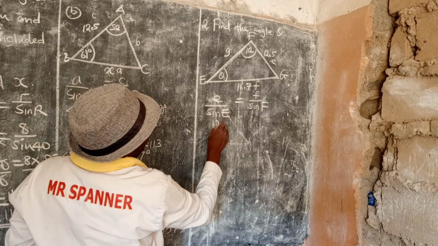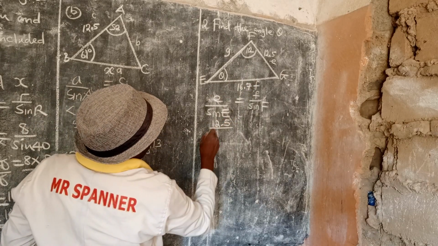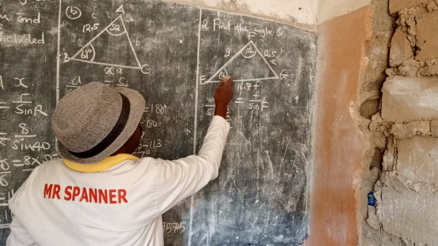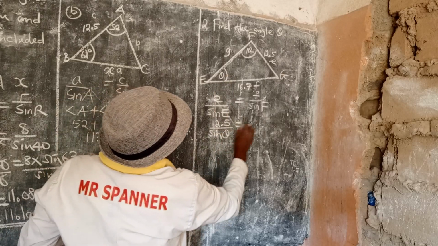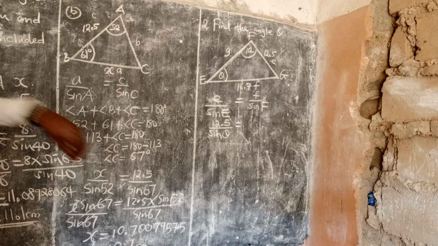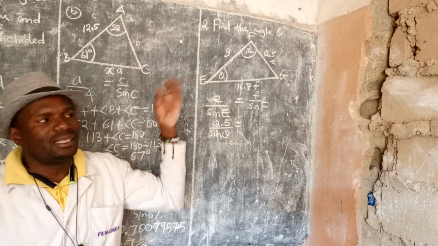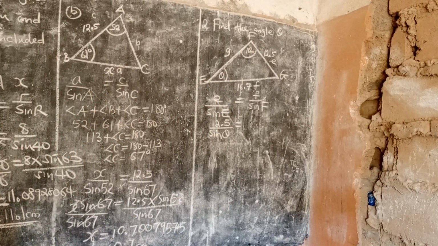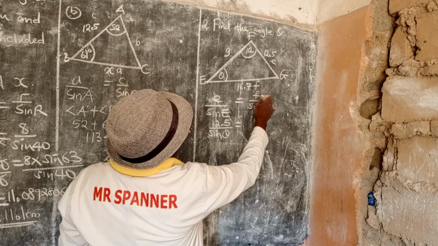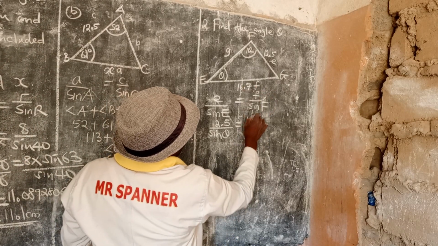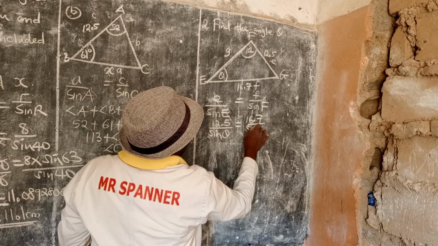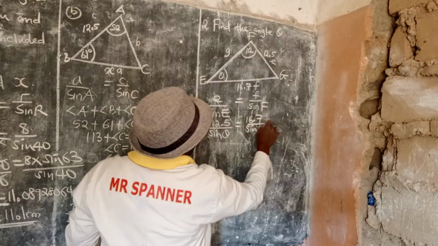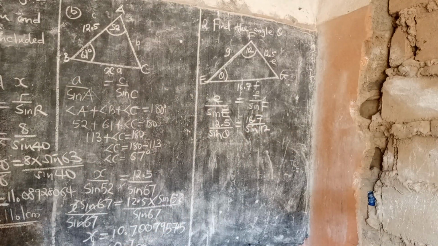E is 12.5 over sine. Do you know sine E? No. Sine theta. The angle of E is what we're looking for, theta. Then we proceed. What is our F? Over sine. What is the angle there? 112.